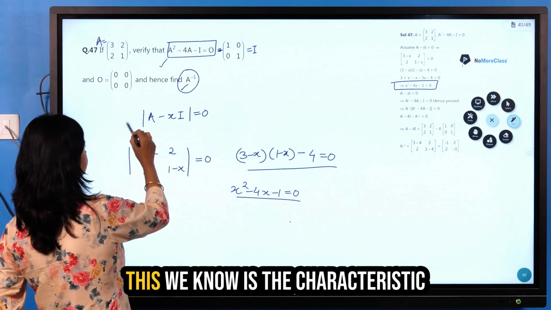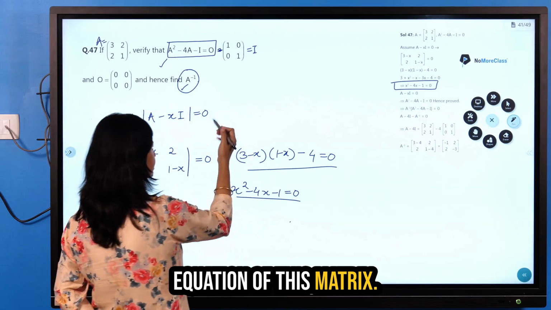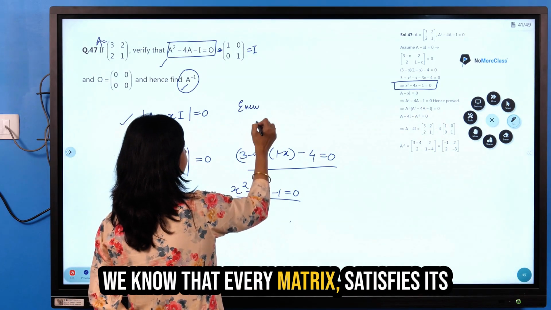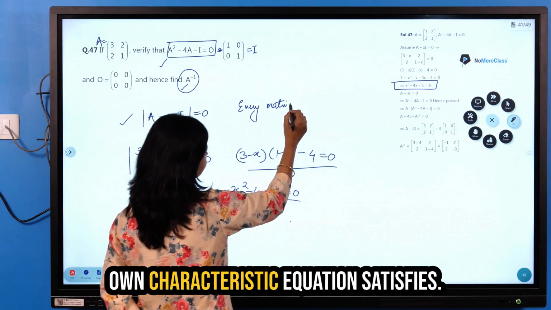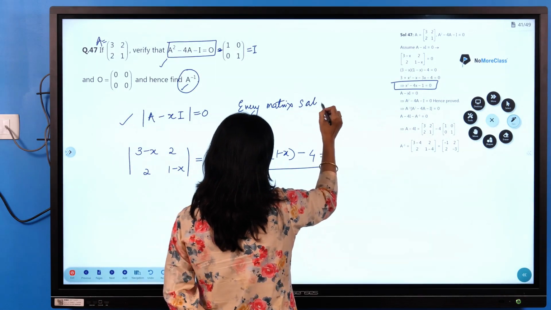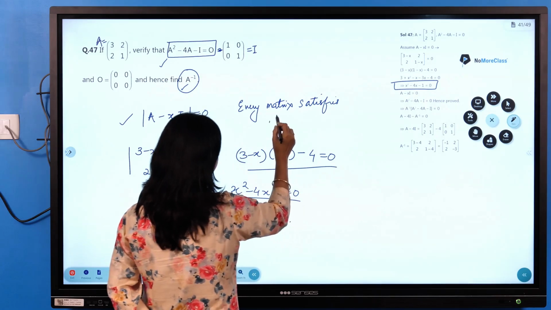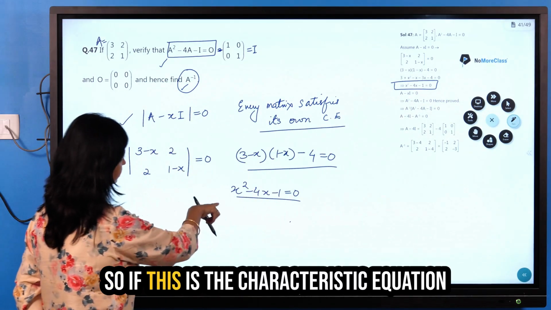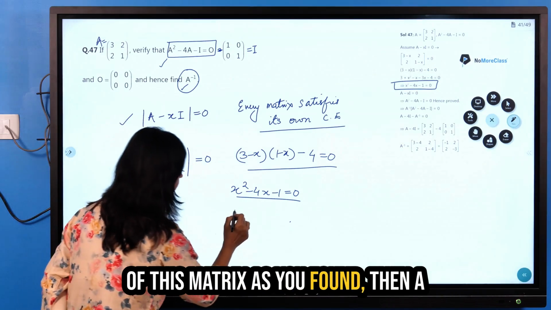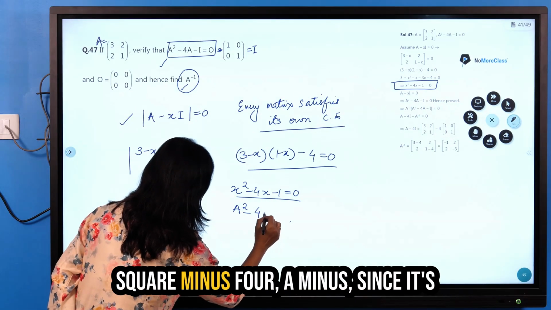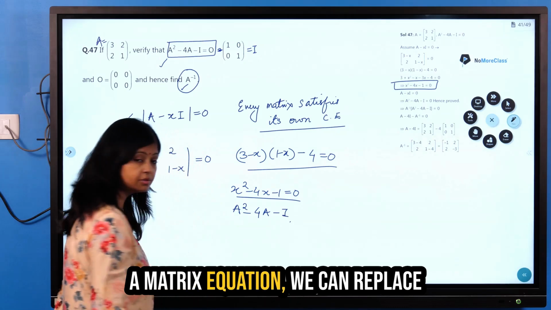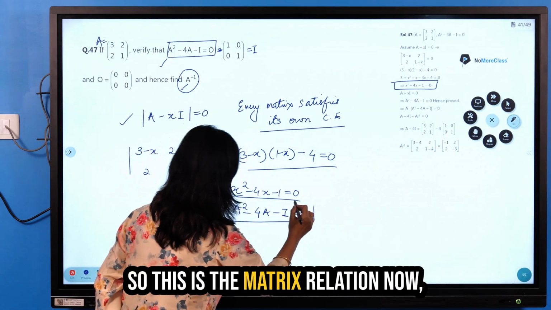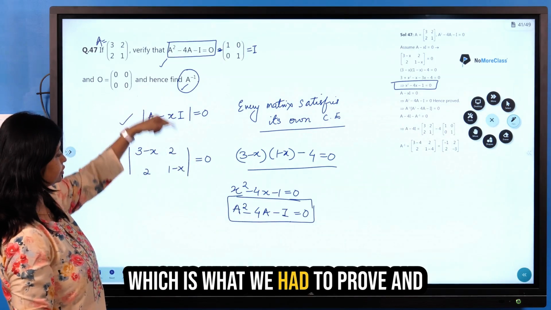Now, this we know is the characteristic equation of this matrix, and from the Cayley-Hamilton theorem, we know that every matrix satisfies its own characteristic equation. So, if this is the characteristic equation of this matrix as we found, then A squared minus 4A minus I, since it's a matrix equation, we replace 1 by identity, is equal to 0. So, this is the matrix relation, which is what we had to prove.